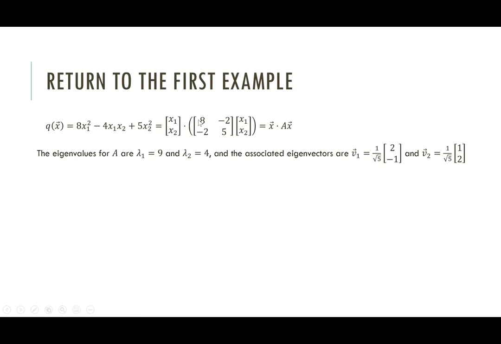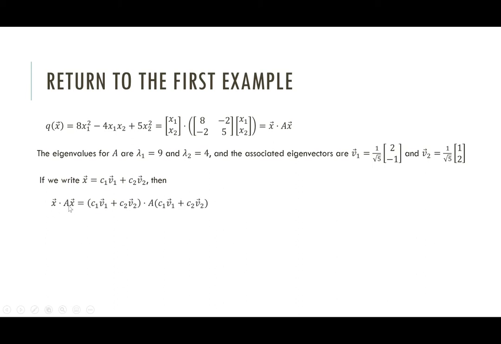You can check yourself that the eigenvalues of this matrix A are going to be 9 and 4, and that the associated orthonormal eigenvectors, these are normalized, will be 1 over root 5 times (2, minus 1), and 1 over root 5 times (1, 2). Now, let's see what happens when we write x in terms of our orthonormal eigenbasis. So c1 and c2 are the coordinates of x in the basis v1, v2. Then what's going on?